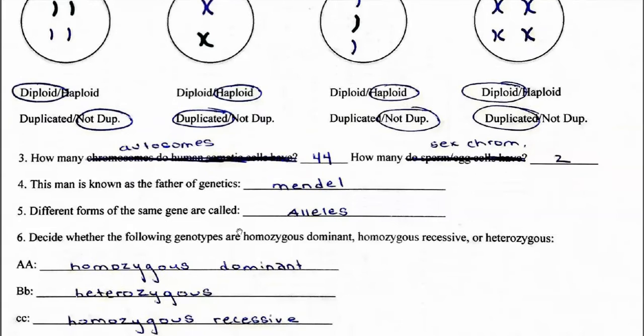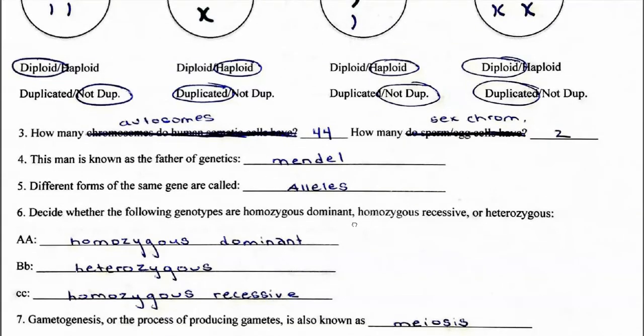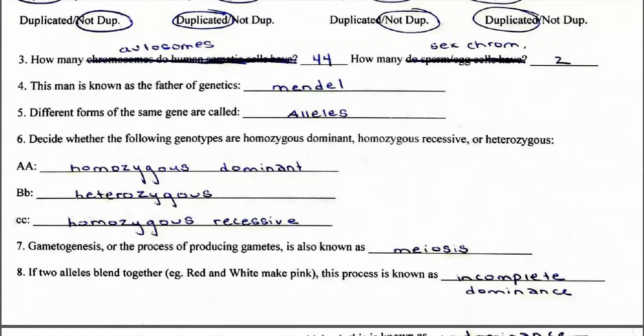Okay? This man is known as the father of genetics. That's Mendel. Okay, Gregor Mendel. He worked with the pea plants, just to remind you, possibly. Different forms of the same gene are called alleles. Okay. Here, this should be pretty nice and easy. Big A, since they're the same, they're homozygous, and it's dominant. This is heterozygous, and this is homozygous recessive.